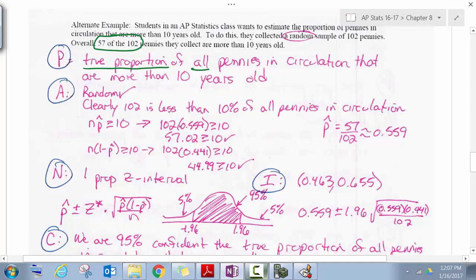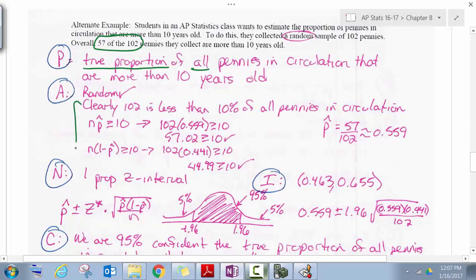So it's n times p hat, which gives us 57.02, and of course that is greater than 10. You need to multiply those two numbers out. Do not stop here. That is incorrect. You need to actually show me that they're greater than 10. Then we do n times 1 minus p hat. Well, 1 minus p hat is 0.441. So we multiply that, we get 44.99, which again is still much greater than 10. So all our conditions have been met to do a confidence interval.